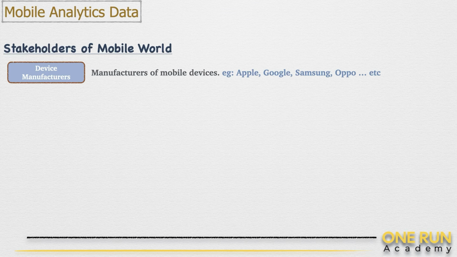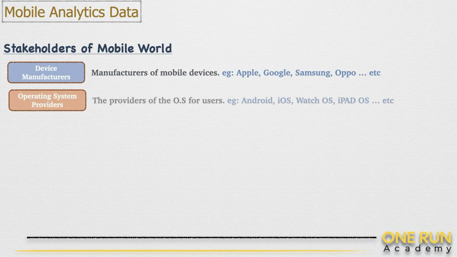Another stakeholder in the mobile application industry is the operating system providers. These operating systems are used by billions of users every day. For now, there are two main OS providers, Apple and Google. Examples of operating systems are iOS, Android, watchOS, and so on.